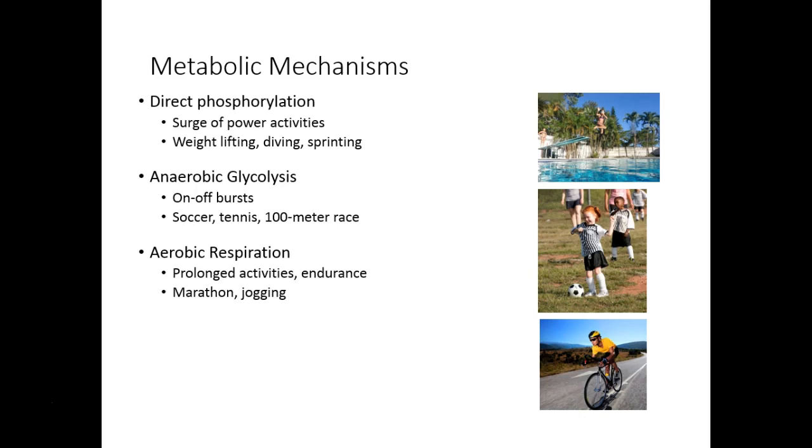All right, so another little summary here giving you an idea of how we use this energy. So direct phosphorylation, remember, was quick but not a lot of endurance. So we use a lot of direct phosphorylation, the conversion of creatine phosphate to ATP, in those surge activities where you have a quick surge of movement and then you stop. So weightlifting, diving, sprinting, all very short-lived activities.